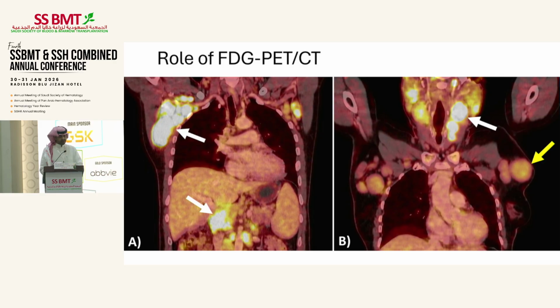So these are two cases. One is presenting concurrently here in figure A, and the other one is later on. You can see the difference in the SUV uptake between where the transformation is most likely happening versus the left axillary lymph node.